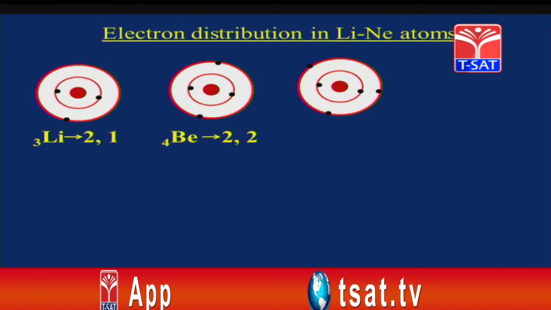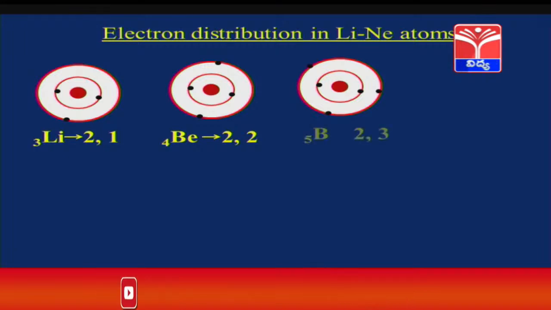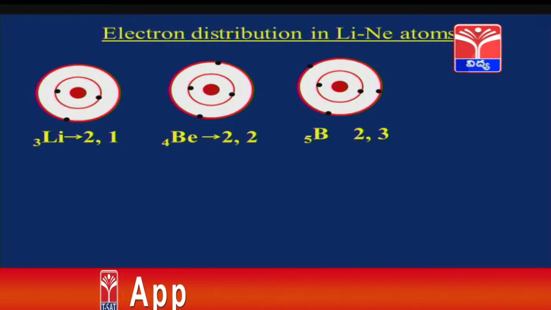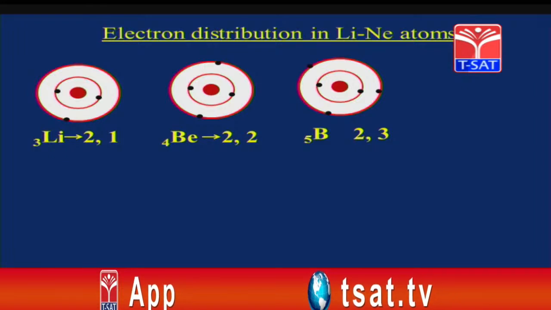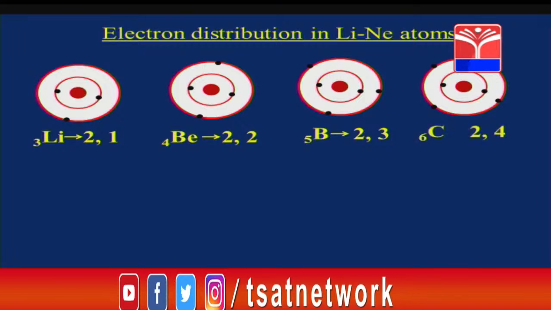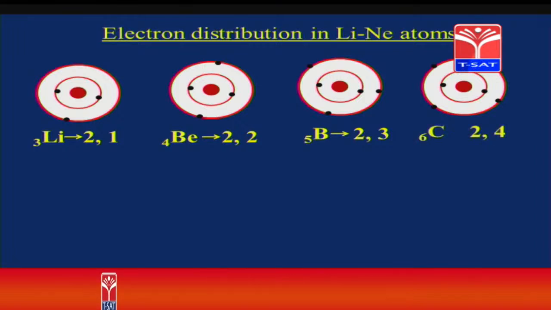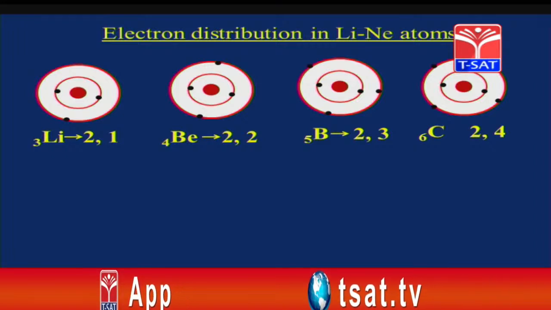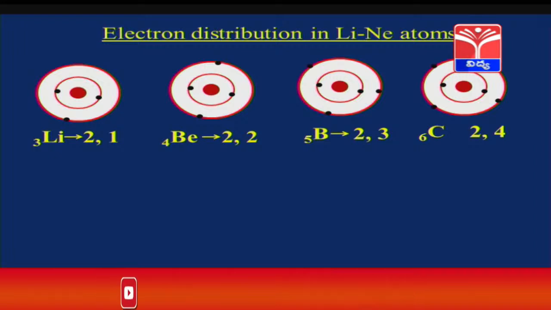In the similar way, the next element is boron. Its atomic number is 5. These 5 electrons are distributed in 2 shells, K shell and L shell. The first 2 electrons fill in K shell and the remaining 3 electrons fill in L shell. Electron distribution structure of boron is 2 3. In the similar way, carbon atomic number is 6. 6 electrons are distributed in 2 shells. K shell 2 electrons and L shell 4 electrons. Electron structure of carbon is 2 4.